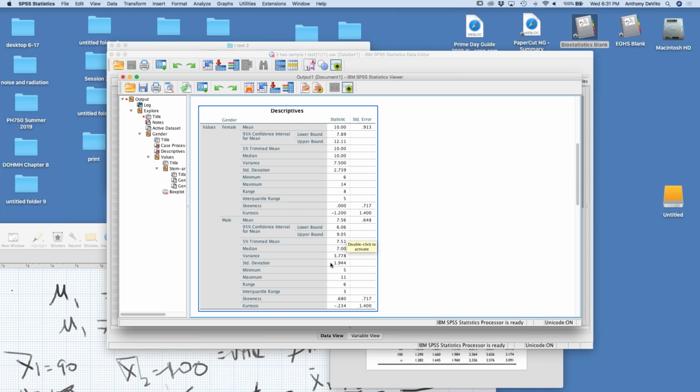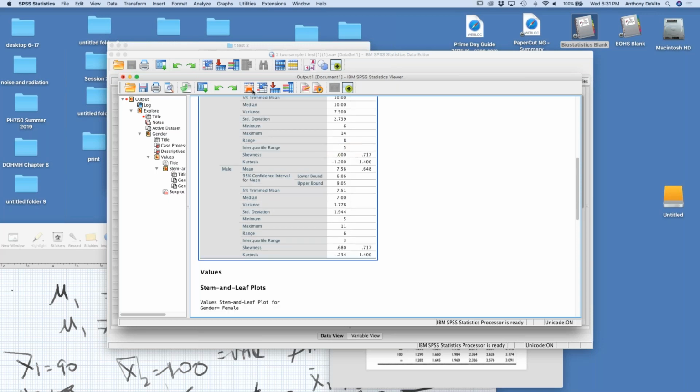So is one of those more than double the other? 1.9 and 2.7. Well, no, they're not. So I'm going to assume equal variances. And if I were going to do it by hand, I would use that first test for doing the t-score using equal variances. But now I'm going to use SPSS to solve this.